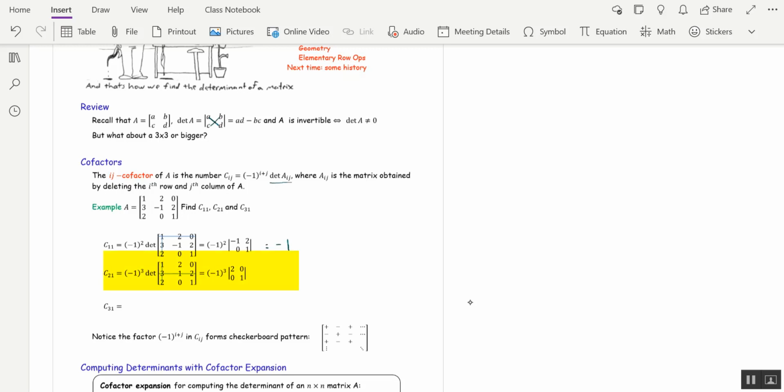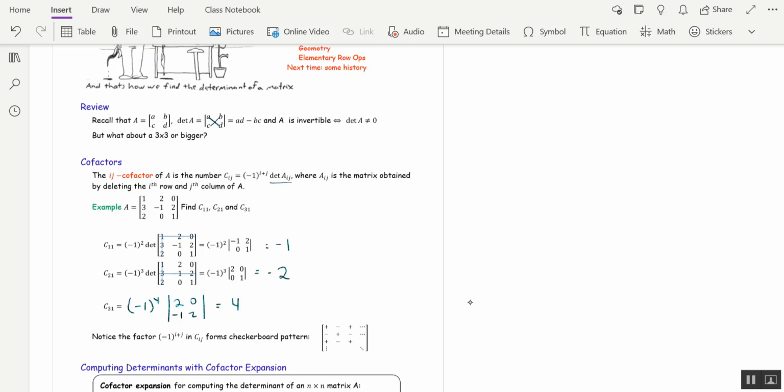C21, again, same process, except now I'm going to cross out the second row, first column, and my -1 is to the 2 plus 1, which is 3, and so I get -2. Pause the video and see if you can find C31. Okay, hopefully you got -1 to the fourth, and then cross out first column, third row of A, and write down the numbers that are left, 2, 0, -1, 2, and that gives us 4.